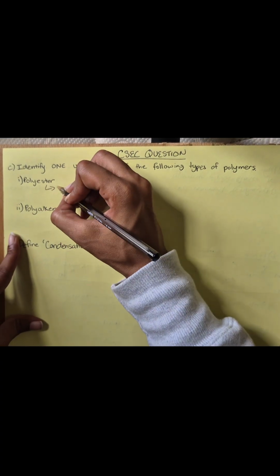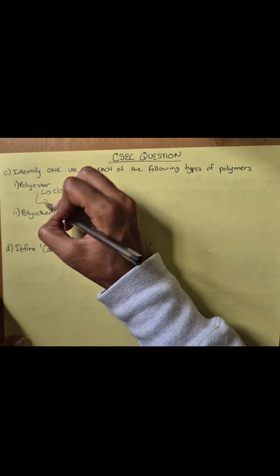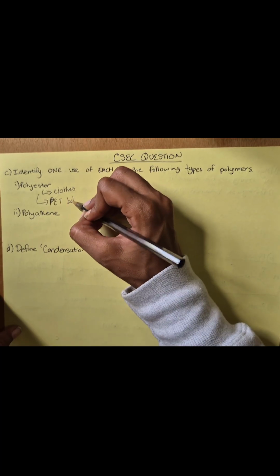So part C says, identify one use of each of the following types of polymers. So polyester, we already know, is clothes. When we say 100% polyester, it's 100% synthetic or man-made. So we have clothes. And also polyester is used to make PET stuff, like, you know, those bottles, containers and stuff. When you see that little PET, that means polyester.